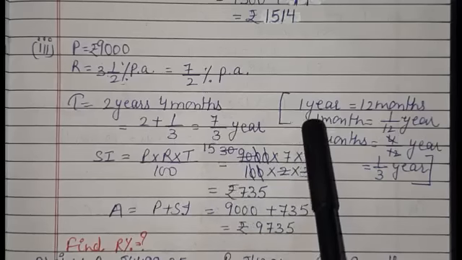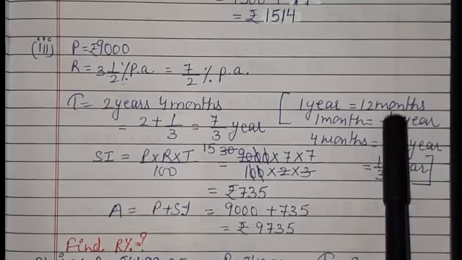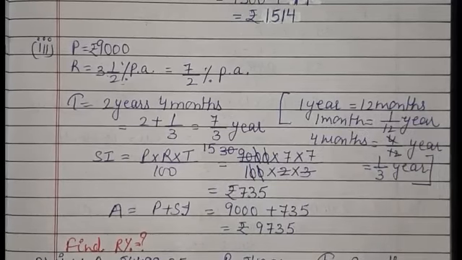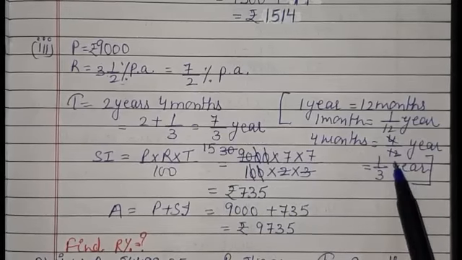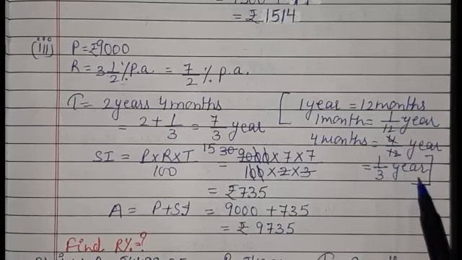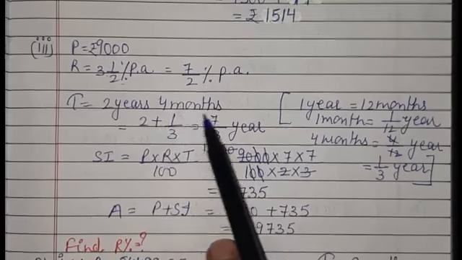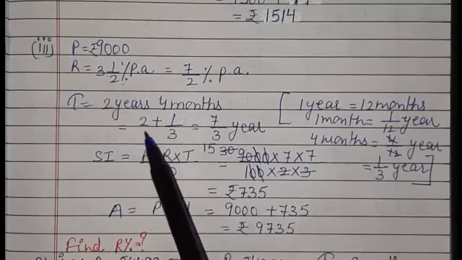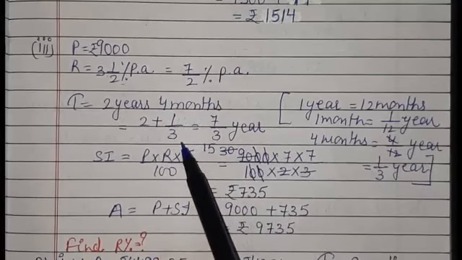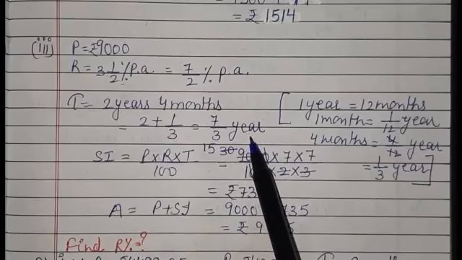So we know that 1 year is equals to 12 months and 1 month is equals to 1 upon 12 years. Then what about 4 months? 4 months is equals to 4 upon 12, 1 by 3 years. So time will come 2 plus, instead of 4 months we can write 1 upon 3 years. So 2 years plus 1 upon 3 years, when we will simplify 7 by 3 years will come.